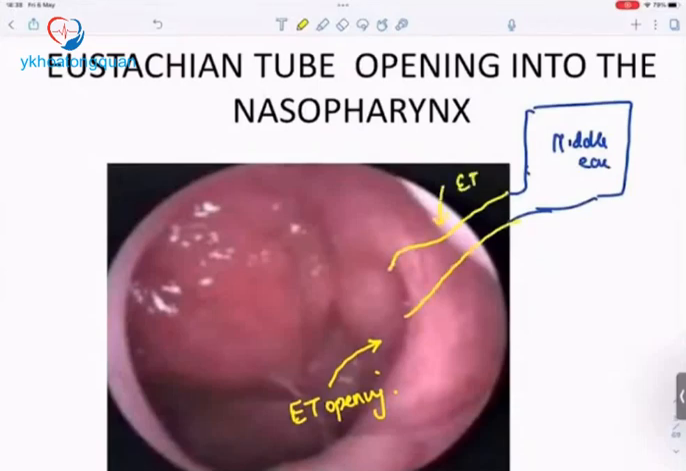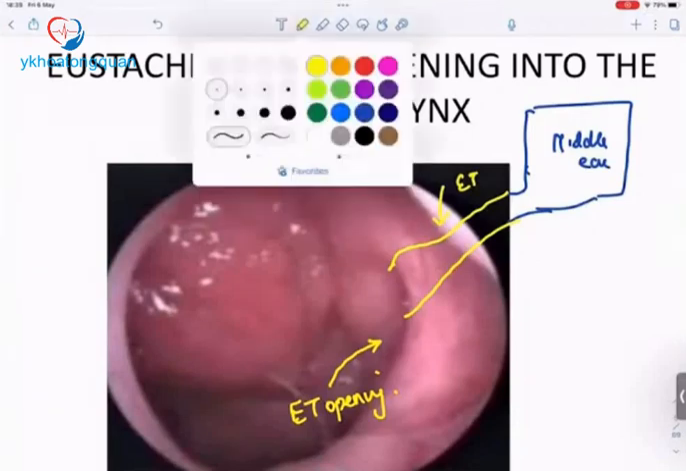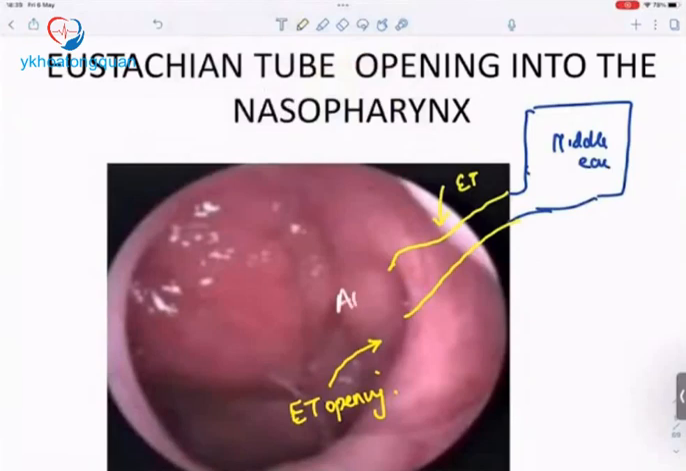Now, what is the role of eustachian tube? Let us understand what is the function of eustachian tube. Now, eustachian tube sends air into the middle ear. The air goes like this into the middle ear. So the main function of eustachian tube is to send air in the middle ear, which is called ventilation of the middle ear. Along with that, there is one more function. What is that?